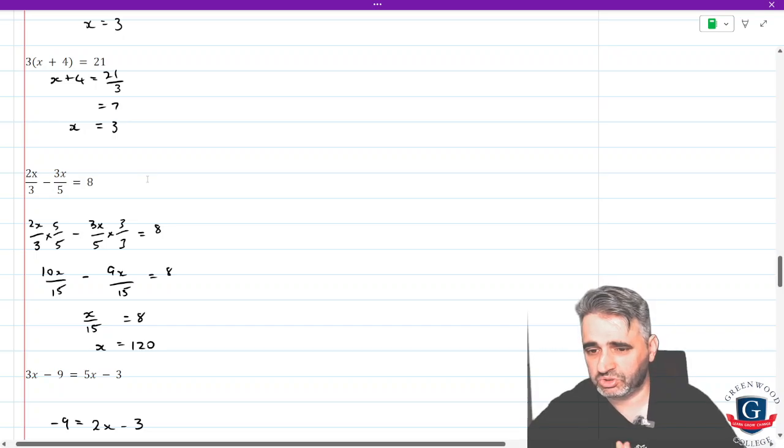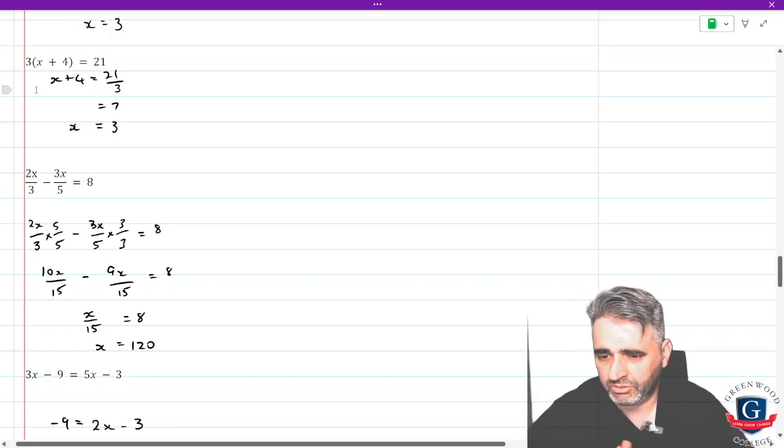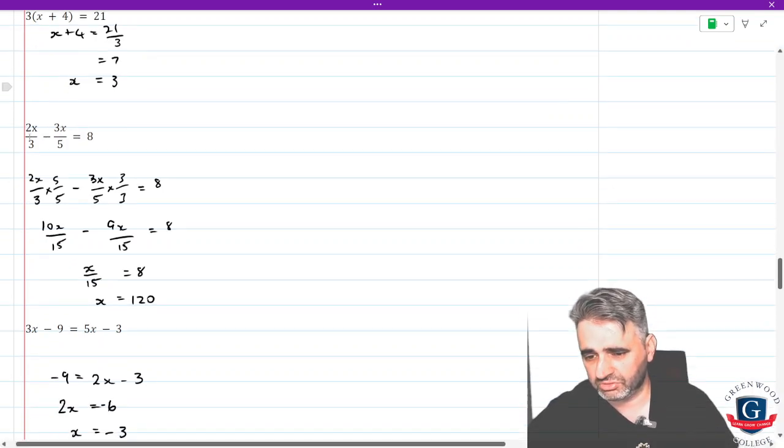3(x + 4) = 21. Divide both sides by 3 to eliminate the 3 in front of the bracket, which will give you x + 4 = 7. Subtract 4 from both sides, you end up with x = 3.